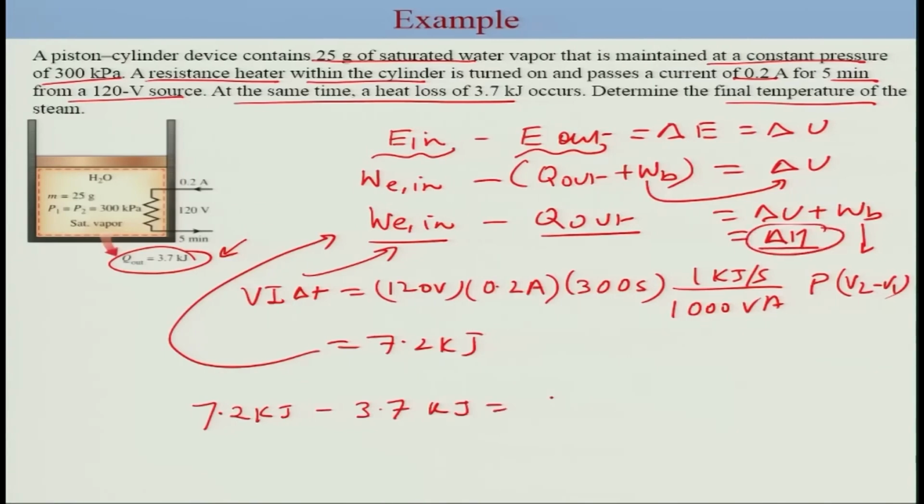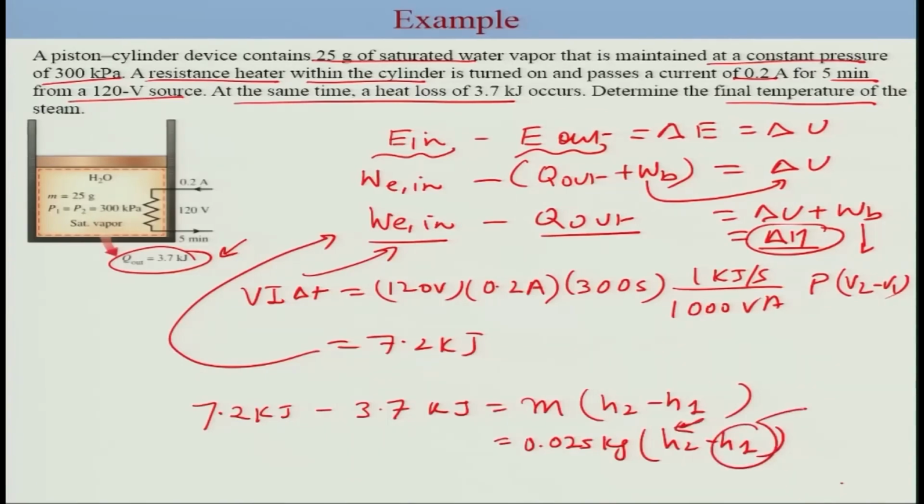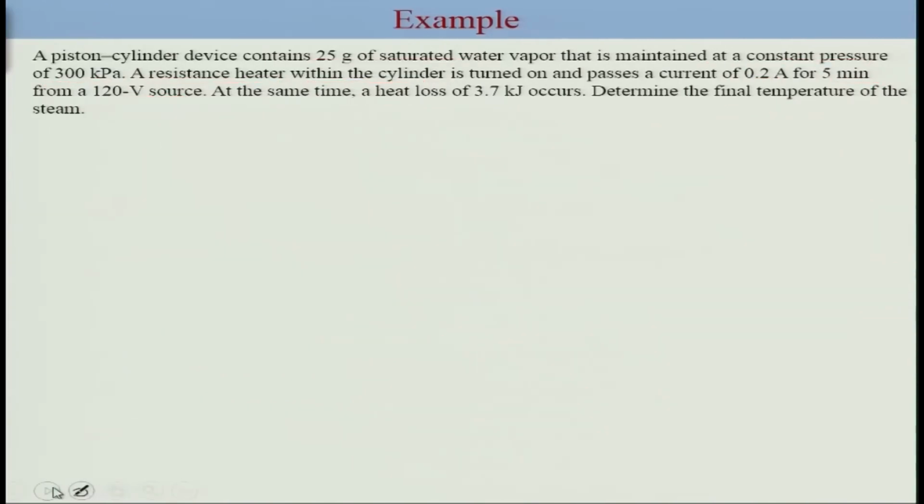What is delta H? We have to use some tables, so we will make use of the appendix tables. There the values are given in terms of specific enthalpies. So we rewrite delta H as m times H2 minus H1, where m is nothing but 0.025 kg times H2 minus H1. So we need to find from this expression H2 and H1. We can make use of tables because we have all the information. Let us see how we do this exercise.